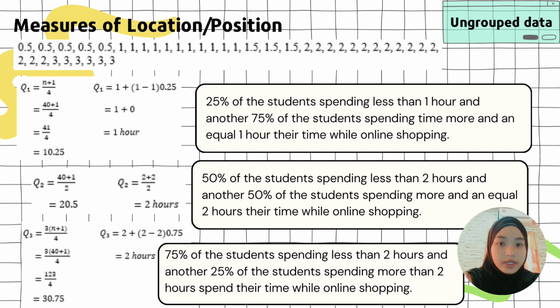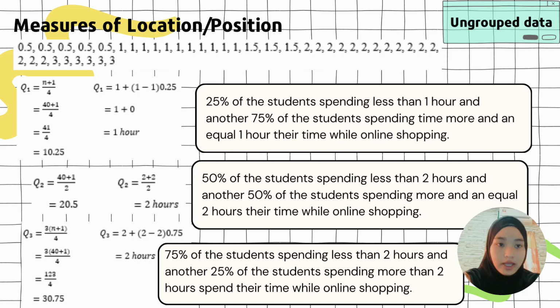There I have quartile number 1, 2, and 3. I will explain quartile number 1 first. Here we found that 25% of the students spend less than 1 hour and another 75% of the students spend more than or equal to 1 hour of their time while online shopping.